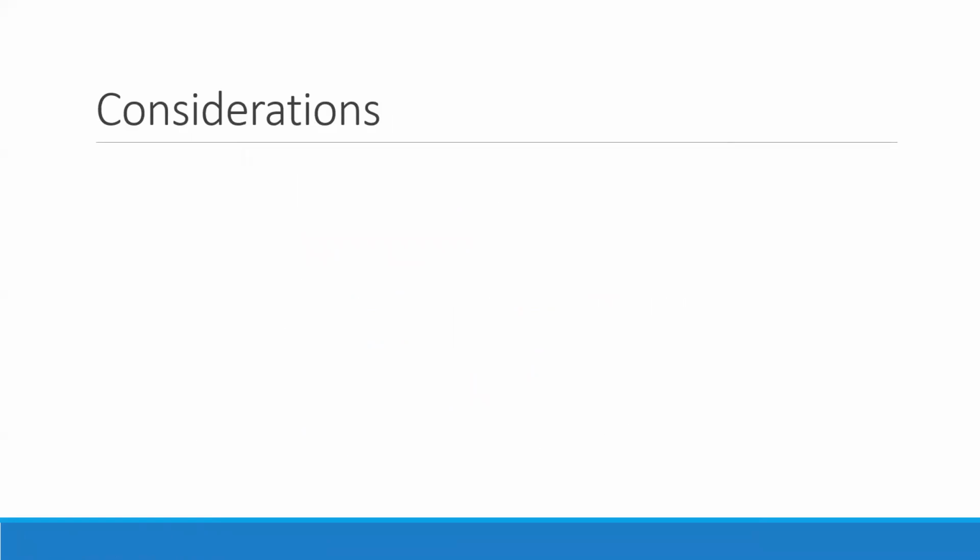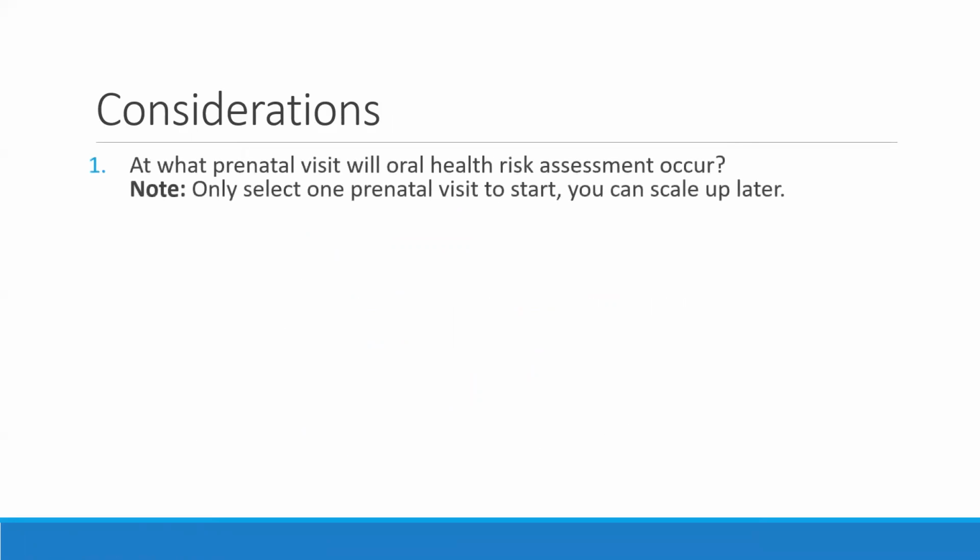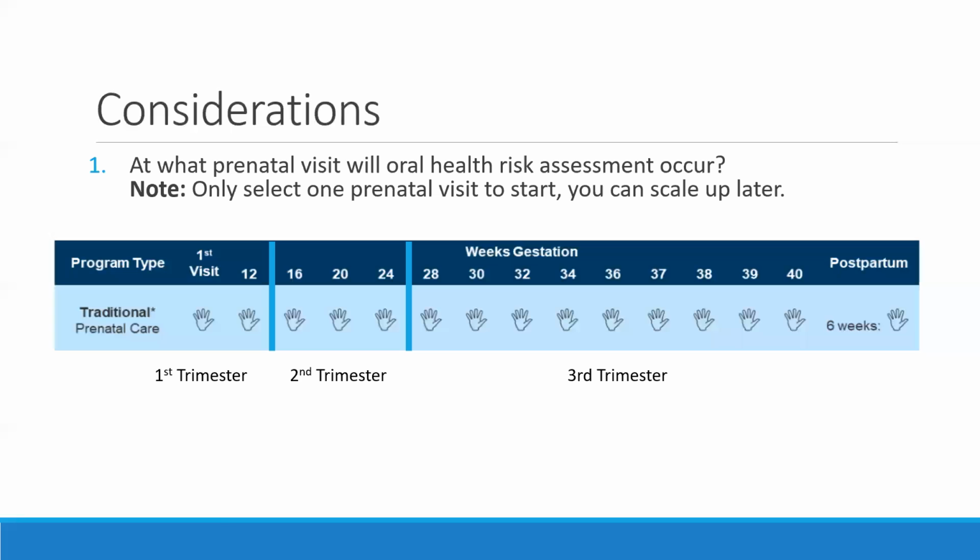Some things to consider with your project team. Consideration number 1, at what prenatal visit will oral health risk assessment occur? To start, only select 1 prenatal visit. You can scale up and add additional visits later to repeat oral health risk assessment with your pregnant patients. It is recommended for oral health risk assessment to occur early in a woman's pregnancy, ideally during the first trimester. Identifying a specific prenatal visit to integrate oral health risk assessment will help with consistency across team members and will ensure that data can be collected more efficiently.